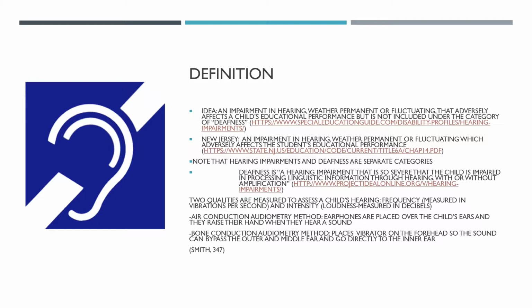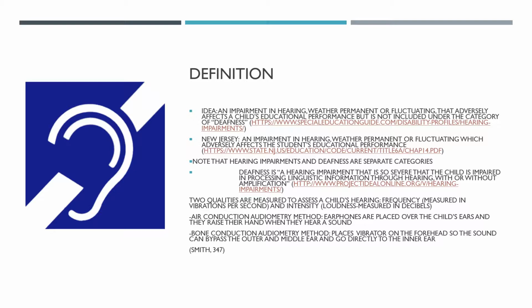Something important to note about the definition of hearing impairment is that it is separate from the definition of deafness. Deafness is defined as a hearing impairment that is so severe that the child is impaired in processing linguistic information through hearing with or without amplification. So deafness and hearing impairments are two separate things, even though a lot of the characteristics are the same. And then the picture here on the left is the international symbol of deafness and hearing impairment.